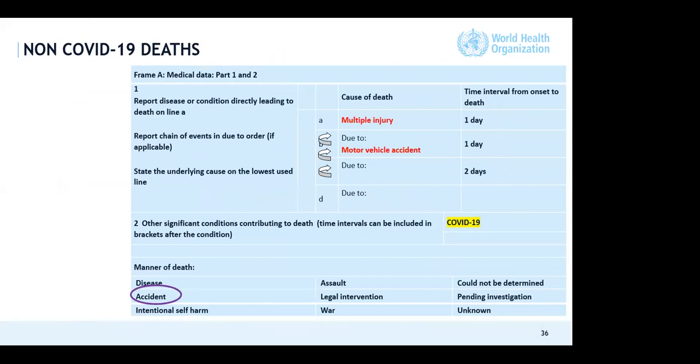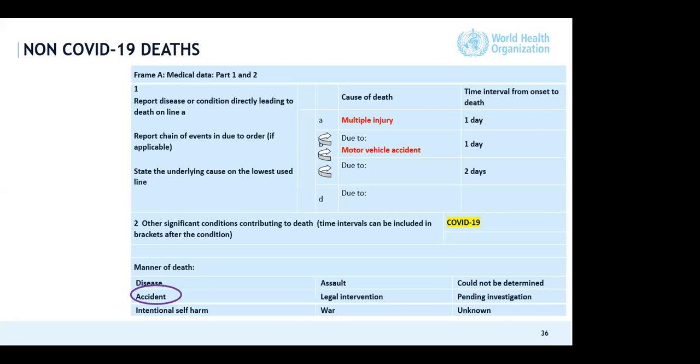somebody who was knocked down, okay? Somebody who was knocked down, he has COVID, he suffered multiple injuries. The immediate cause of death is multiple injury. The underlying cause of death is the motor vehicle accident. Much as he had COVID, it wasn't a COVID death. He died with the COVID. He didn't die of COVID. So COVID is put in the other significant conditions that contributed to death.